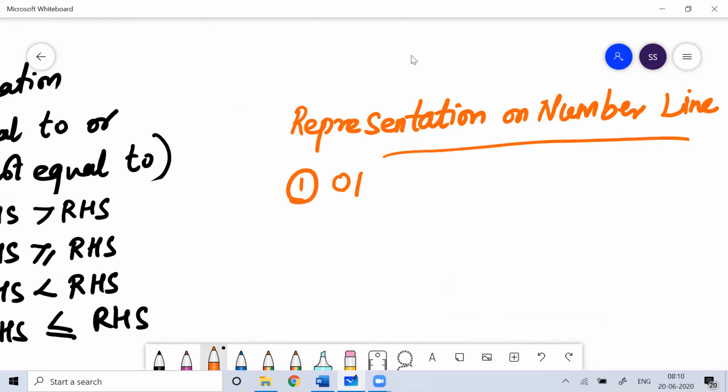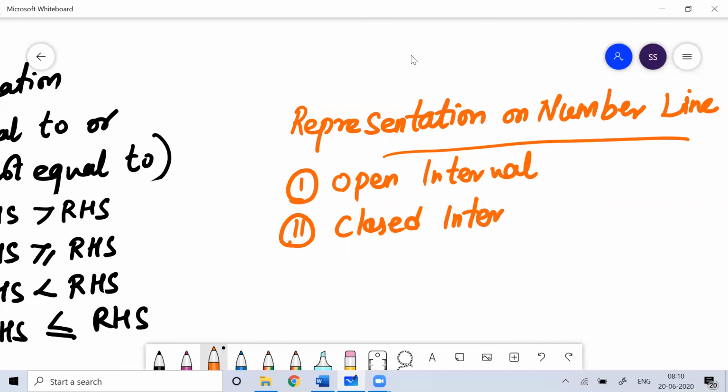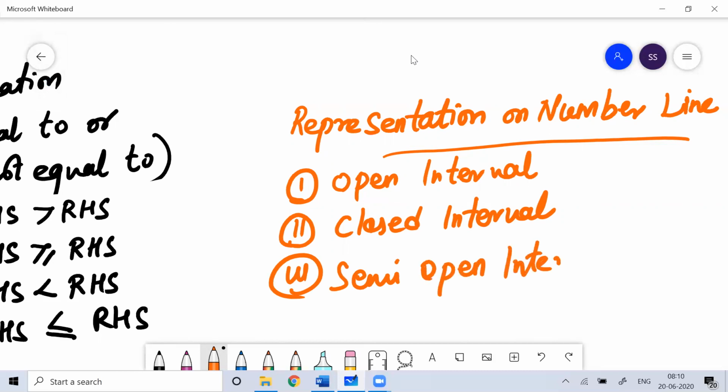either we talk about equation, or basically I should use the word inequation, in the form of an open interval, or we talk about this relationship in the form of a closed interval, or in terms of a semi-open interval. So I can say semi-open or semi-closed. Okay, so semi-open interval.